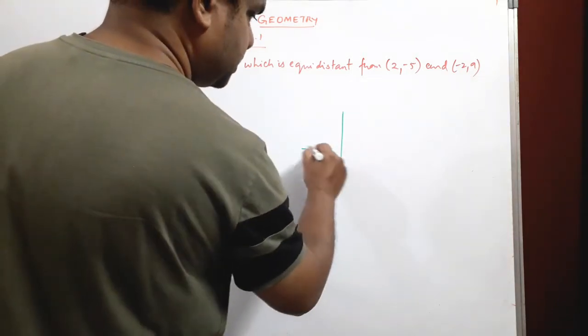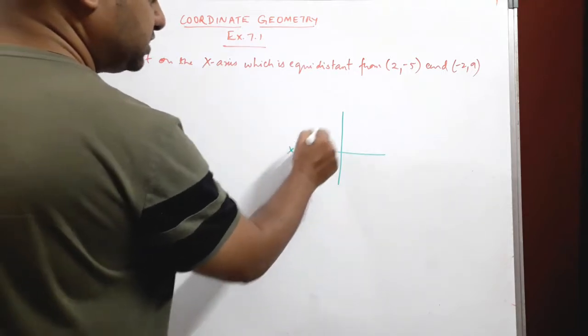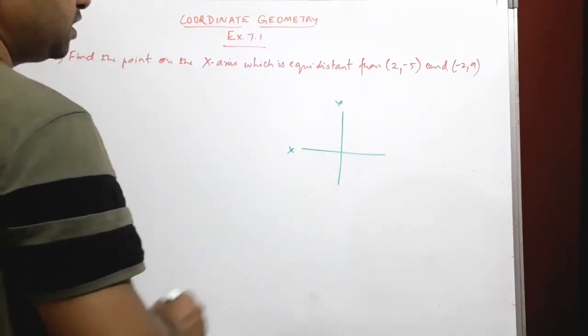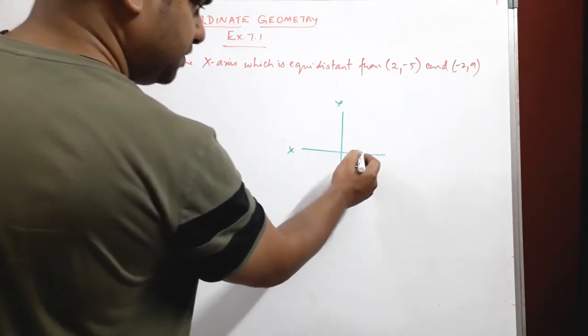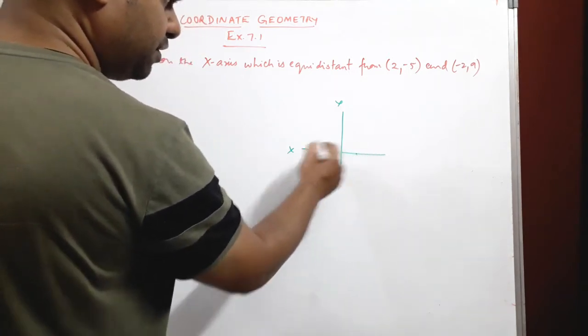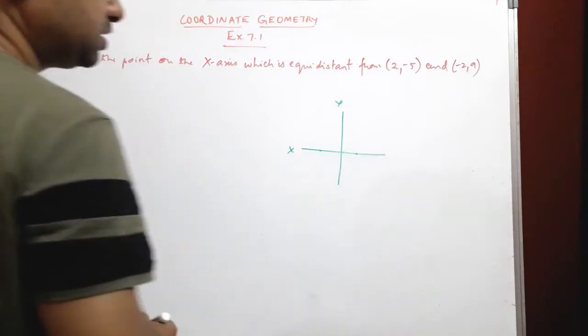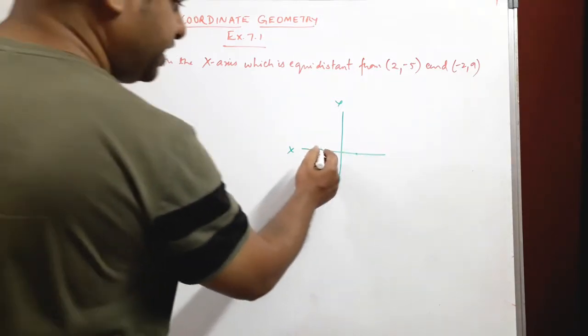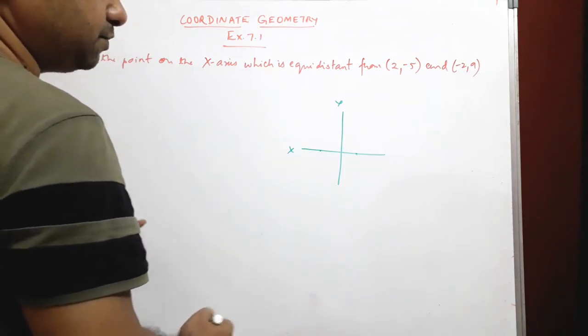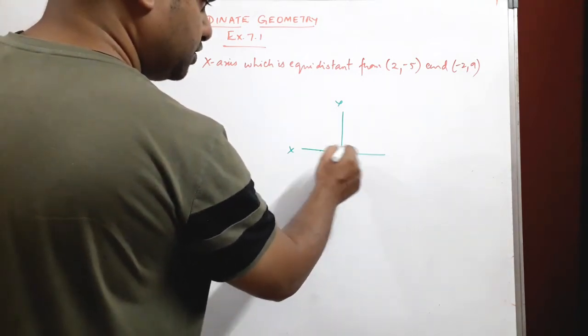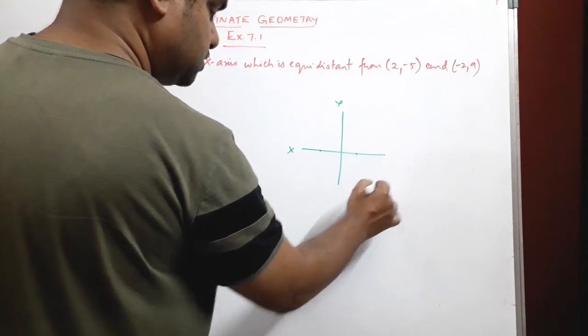If we draw a Cartesian plane, this is our x-axis, this is our y-axis. A point on the x-axis will be something, it may be here, it may be here, not exactly, but along this line. When it is on this line, we have learned in our very first video that a point on the x-axis means y is equal to 0.